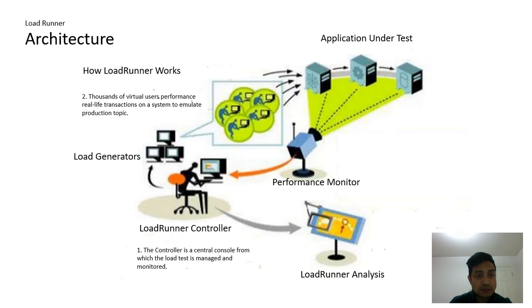Okay, so thousands of virtual users perform real-life transactions on a system to emulate production traffic. Next are the real-time monitors. Real-time monitors capture performance data across all tiers, servers, and network resources and display the information on the controller.